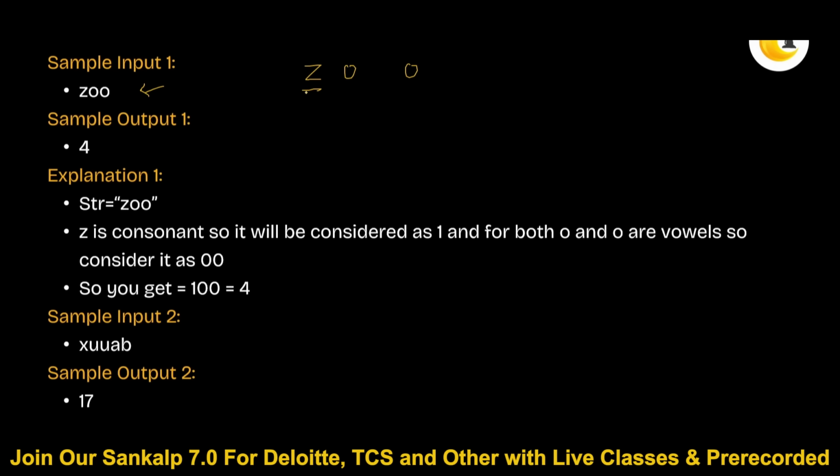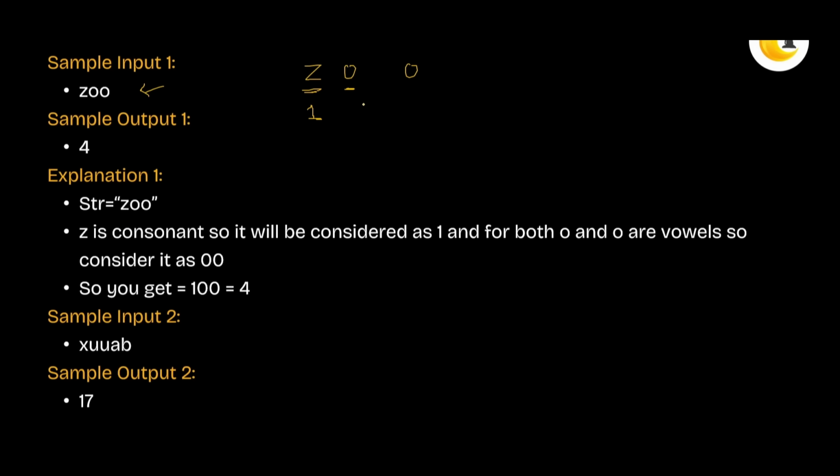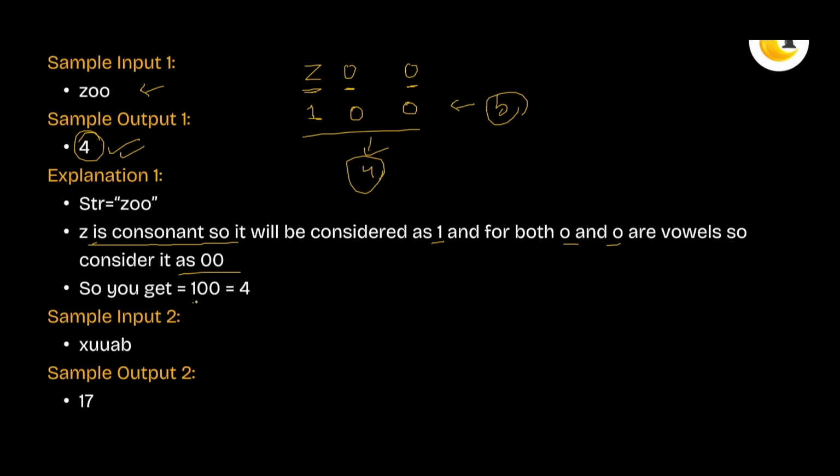Okay, is z a vowel? No, it's a consonant, so the value will be 1. O, is this a vowel? Yes, so value will be 0. Is this O a vowel? Yes, so value will be 0. Now this is your binary b. What is the decimal equivalent of 100? It is 4, right? So your answer is 4. Sorry, not binary equivalent, decimal equivalent of 100, that is 4. So if you see, Z is a consonant, so it will be considered as 1. For both O's, these are vowels, it will be considered as 0. So you get 100 in your binary. So your output is 4 in decimal.